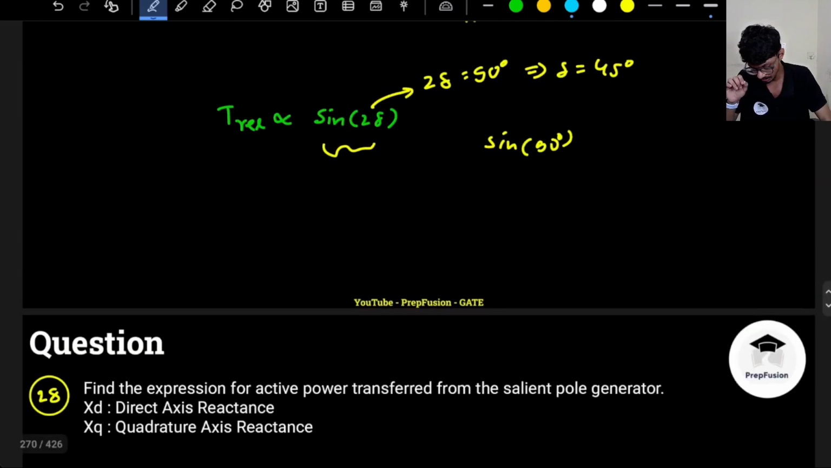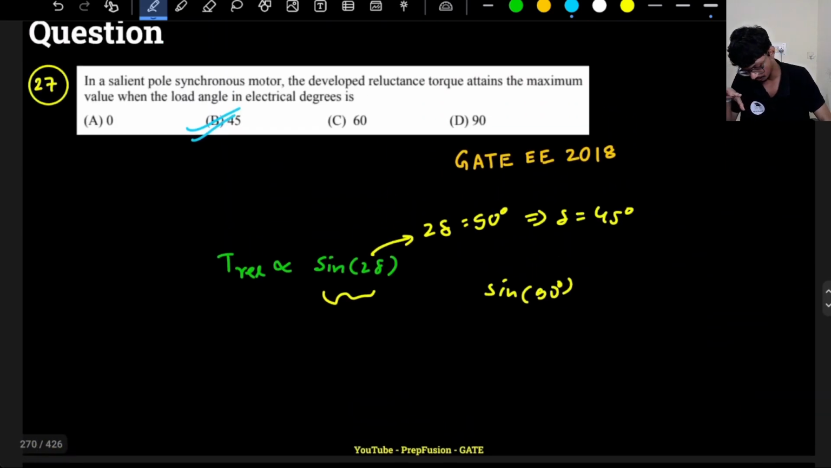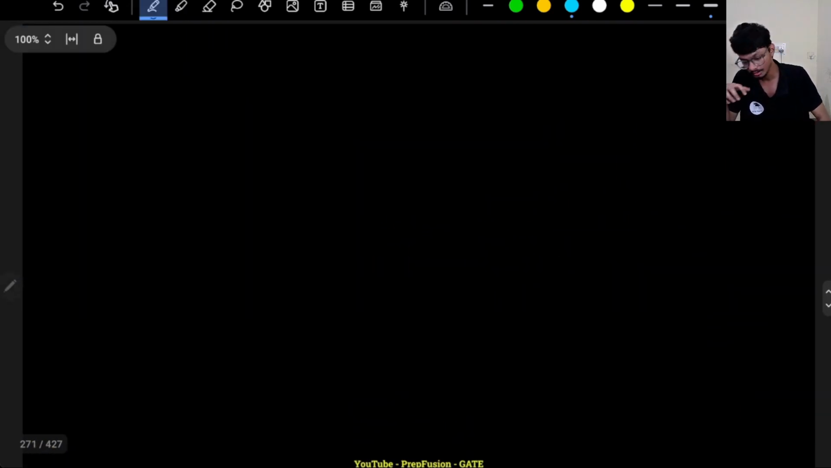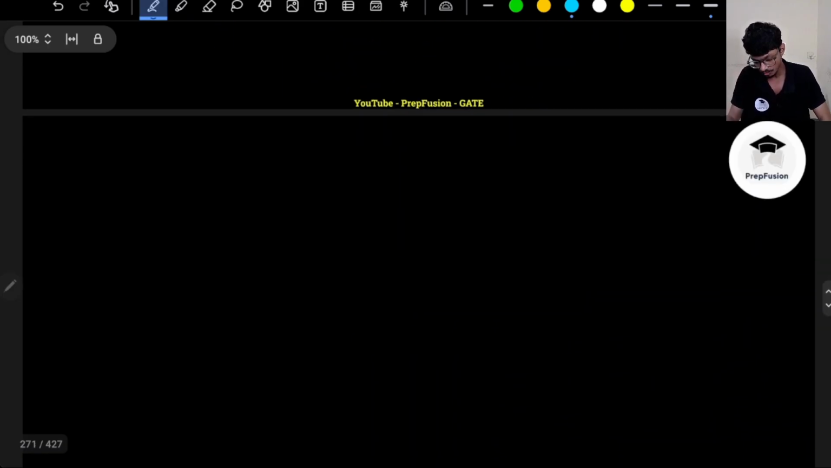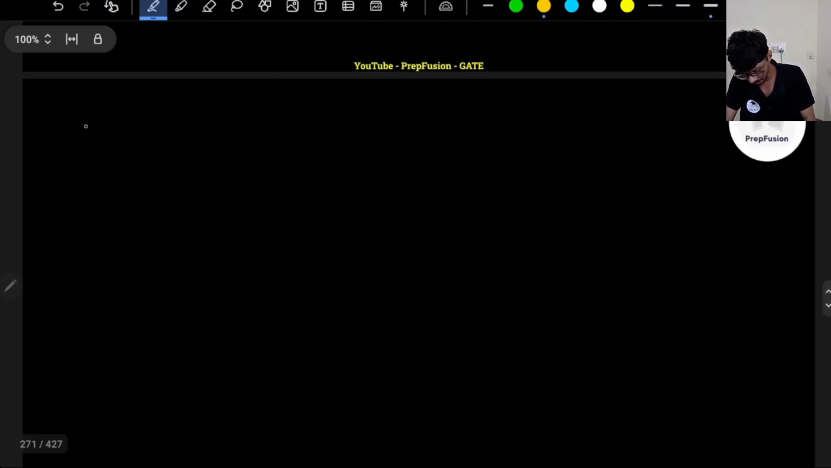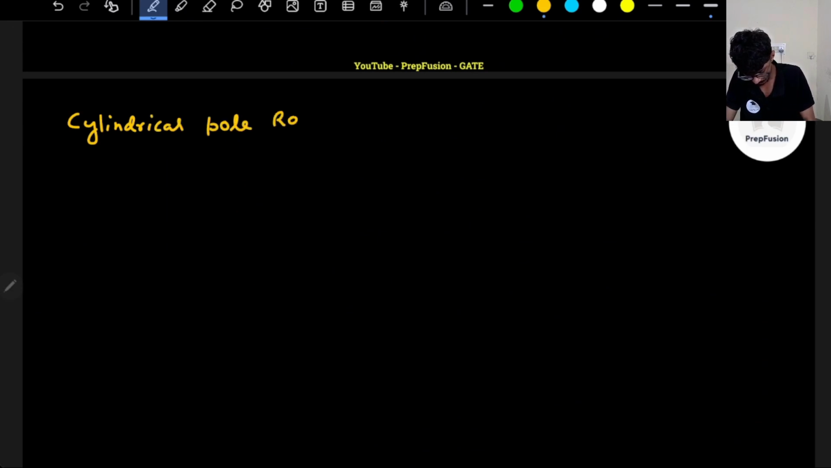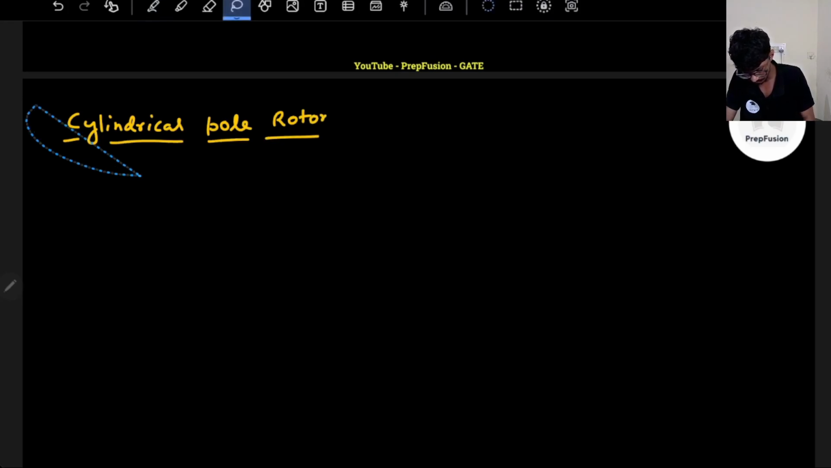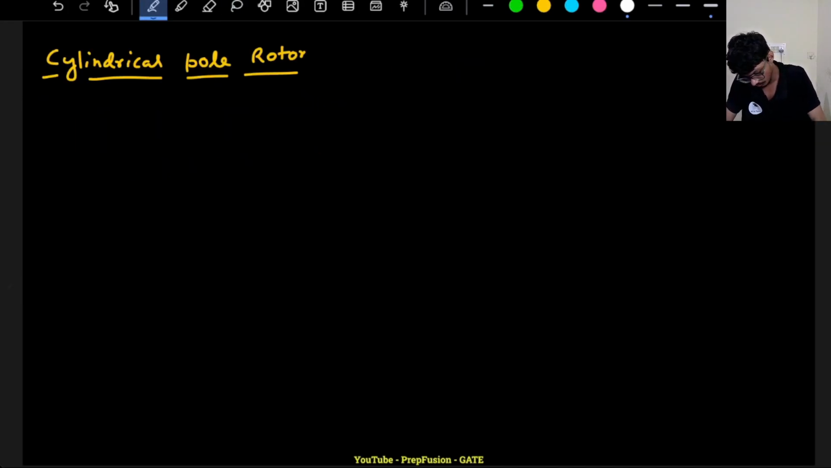Now before coming to this, I want to have a quick discussion regarding the power formulas. So for a cylindrical pole rotor, Vt is my reference, so Vt will be here. This is my Vt, okay? And this equation we know, right?